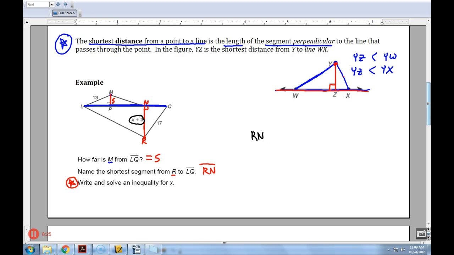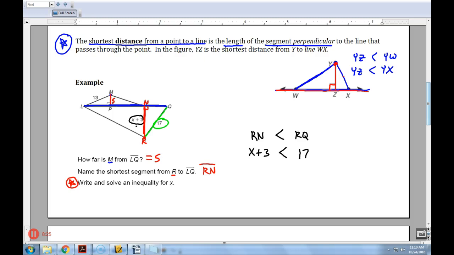I know that RN is the shortest way to get from R to line Q, but they give me a couple other options. They tell me that this is a length from R to line Q, but it's 17. So I know there's a relationship between these two expressions here. This one, x plus 3, has to be shorter or less than the distance from R to Q, which is 17. I know that, because we defined it earlier. This has to be the shorter distance. So now I just solve the inequality.